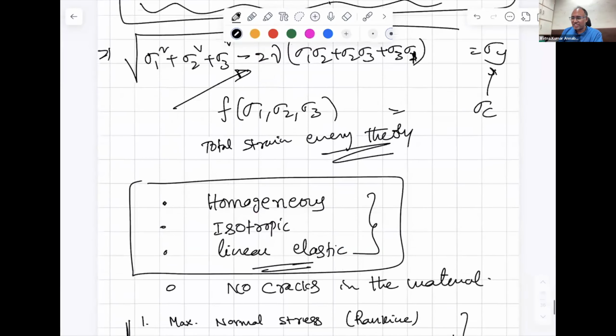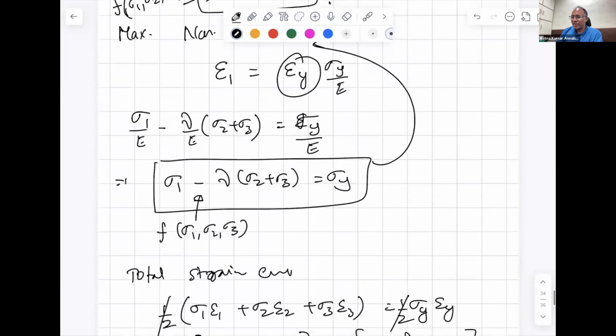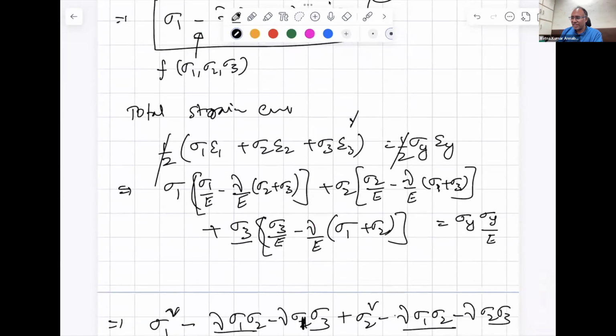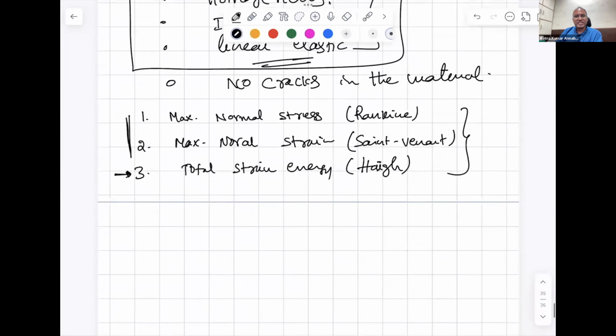And that is how they generated this energy term. The moment you have generated the energy term, energy is a scalar. That energy is compared to the energy at the yield strength of the material. That is how the total strain energy theory came in. However, although total strain energy theory is a leap ahead in terms of the thinking, all these three theories suffer from the fact that they do not match with the experimental data very well.